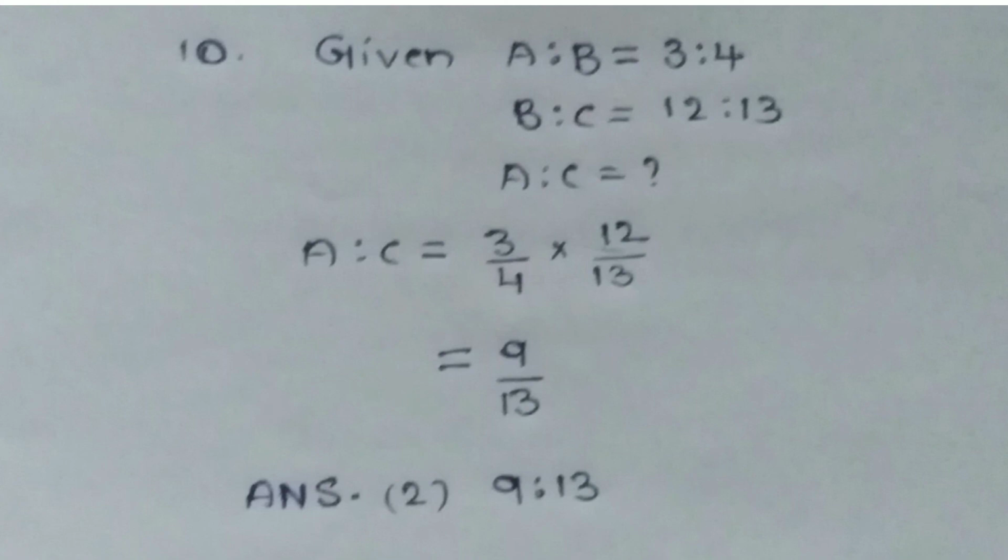So here I have multiplied the ratio of A is to B and B is to C, that is 3 by 4 into 12 by 13. After solving this, I have got the ratio of A is to C as 9 is to 13. So the answer for this question will be option 2, 9 is to 13. So I hope you have understood all the 5 problems, and the problems for next day are given here.